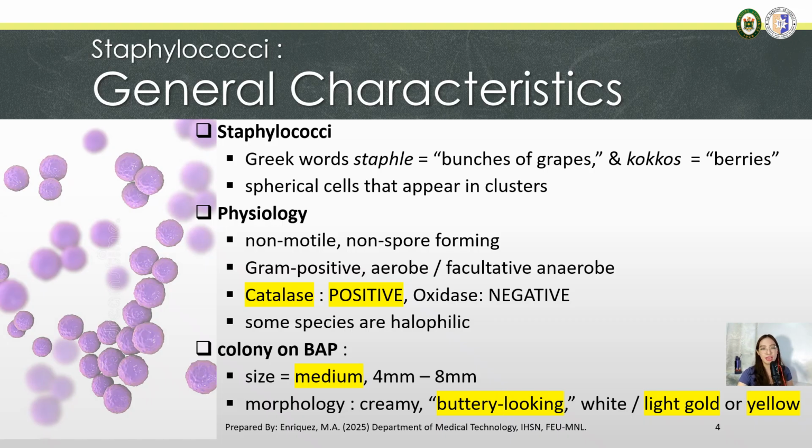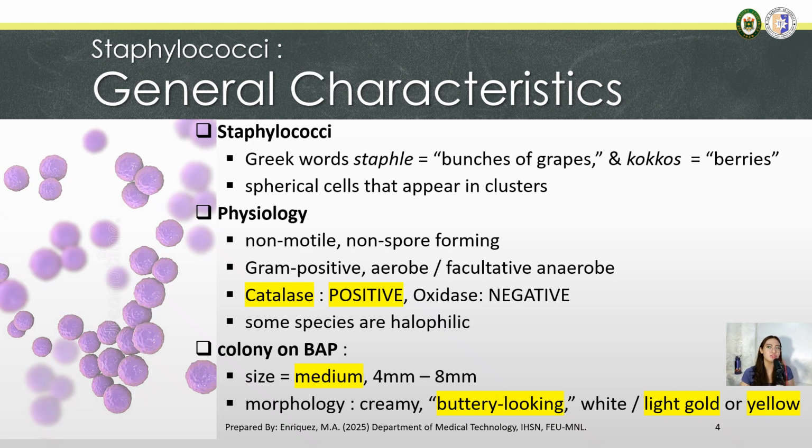Alright? Next, staphylococci are also non-motile. So, they don't have any form of flagella. They are also non-spore forming and hindi nila kayang mag-produce ng endospores. On blood agar plate, they appear to be small, or actually sometimes they range from small to medium. Nagre-range po yung size na yun. They are small to medium.